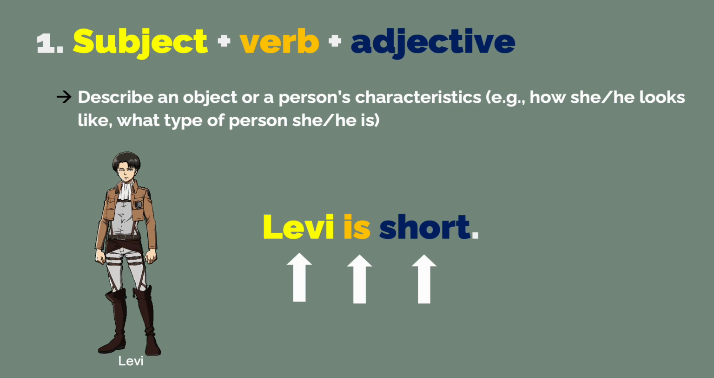We can use this sentence pattern to describe an object or a person's characteristics, like how he or she looks like, or what type of person he or she is. Now let's take a look at the boy here. Here is a boy called Levi. We can use the adjective short to describe his height, just like what I have shown in the example sentence. Levi is short. In this sentence, Levi is the subject, the person whom we are describing. The word is the verb, and the word short is the adjective.